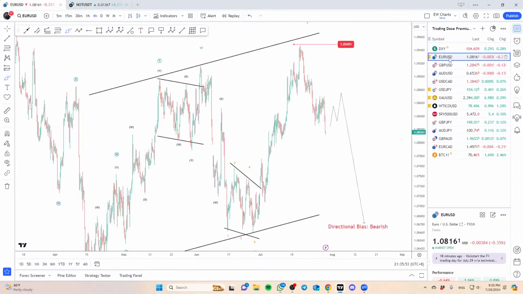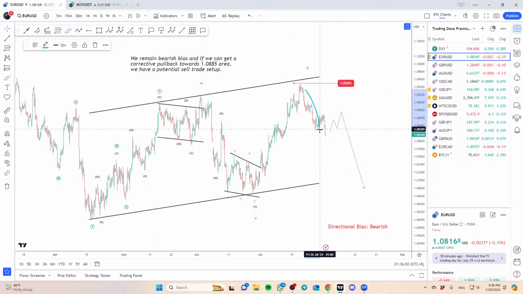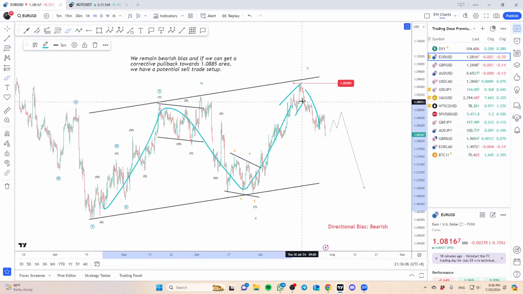Now if you translate that to the euro dollar, then obviously we are going to be bearish. Over here, the market also put in a pretty decent rejection, a kind of corrective structure, a 3-wave move here. Very nice channel structure, so we're expecting continuation to the downside.